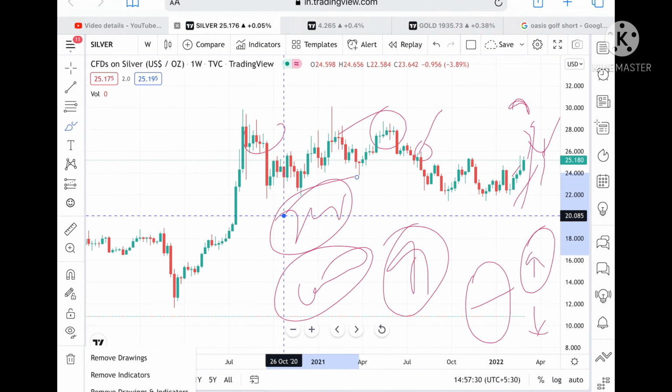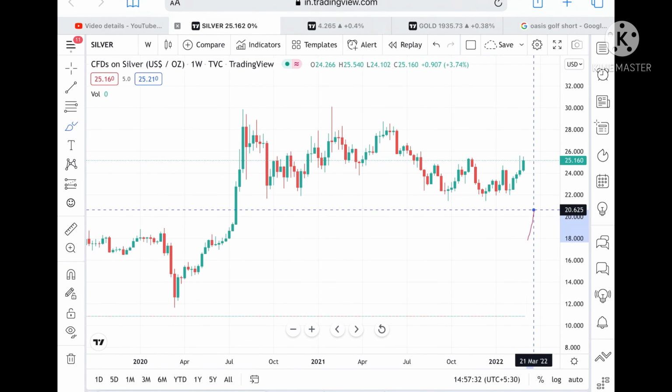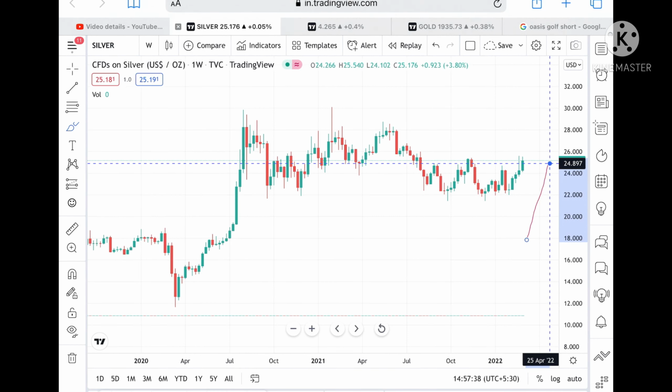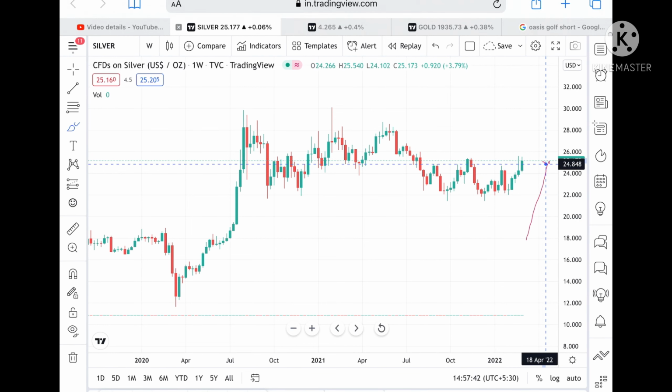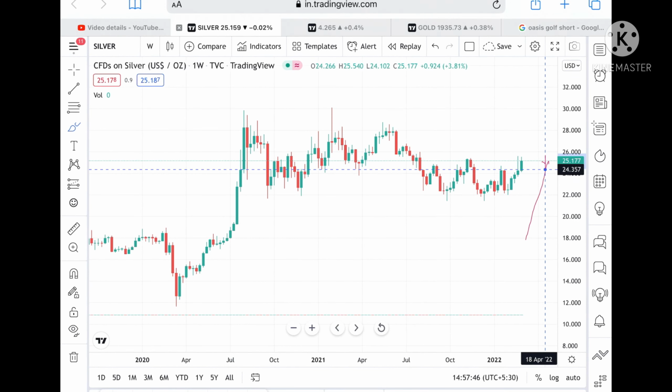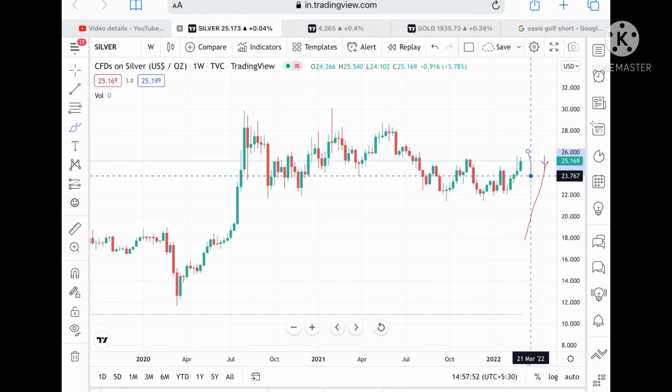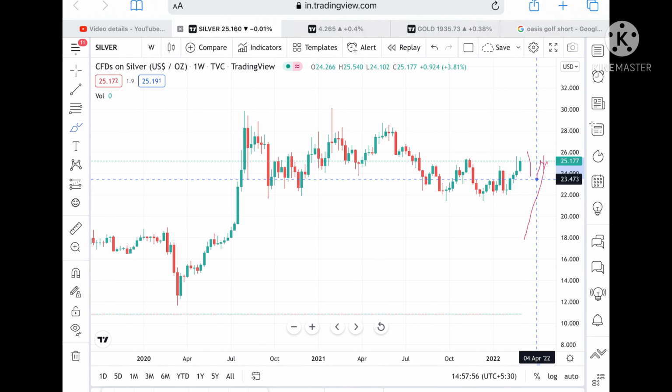Okay, but suppose the price didn't sustain, what we can see is it can go to a level of 24.897. If the price didn't sustain this level, or if it goes below this level, then we can see it can go and touch a level of 24.848, and from there it can fall towards a level of 24.308. Suppose the price goes below this level, then we can see it can come down to a level of 23.767, and from there it can touch a level of 23.424.